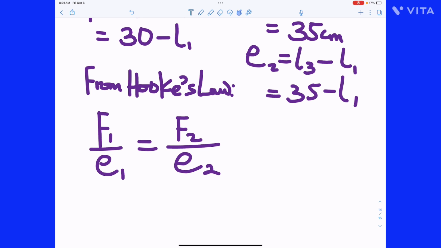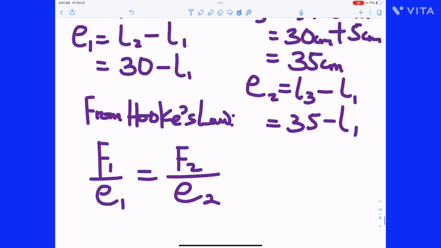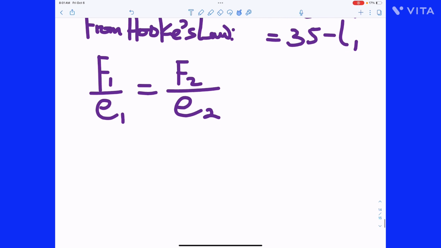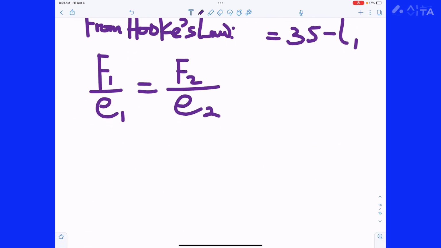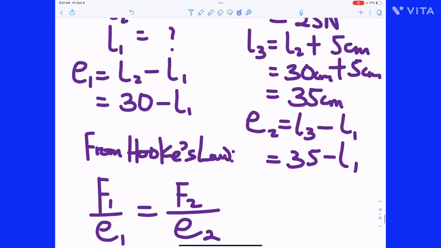See now, take this very seriously. You have this in objectives and essays so many times in the exam and it looks difficult somehow, but once you know the basics, it will just be ABC to you. So our first force is what? 15 newtons. Our first force is 15 newtons. So 15 newtons force produces an extension of 30 minus L1. 15 newtons force produced this extension.